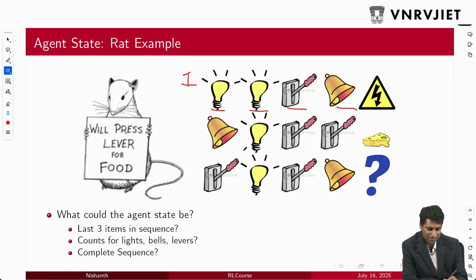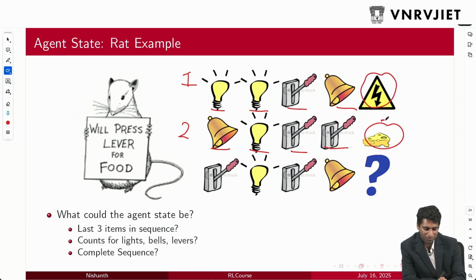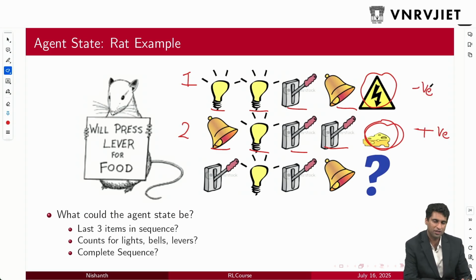In the second episode, there is some bell that is rung and then there is the light that comes on and then the rat pulls the lever twice. After doing this, the rat received some food as an output. So you can think of this as negative reward and you can think of this as positive reward. In episode 1, the rat received a negative reward, and in episode 2, the rat received a positive reward, right? So now let us say the rat is going to episode 3, right?